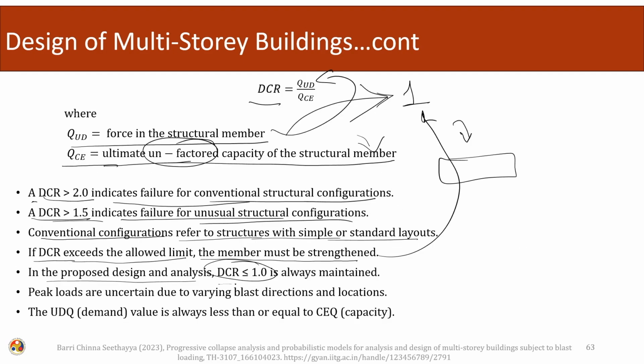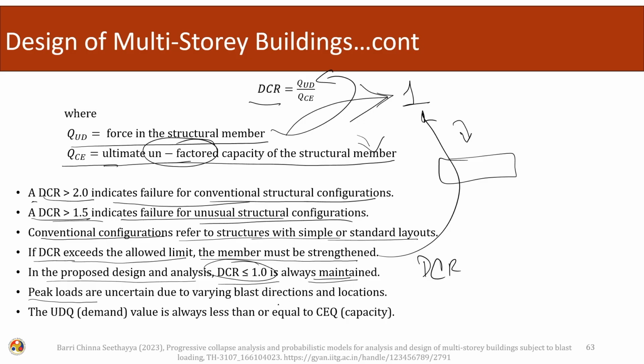So, this way we can also achieve the optimization of a section. The peak loads are uncertain due to varying blast direction and location. So, there is a catch also. If we keep on optimizing to a very extreme limit such that our DCR is almost equal to 1, we have to take into account that there is uncertainty in the loading also.